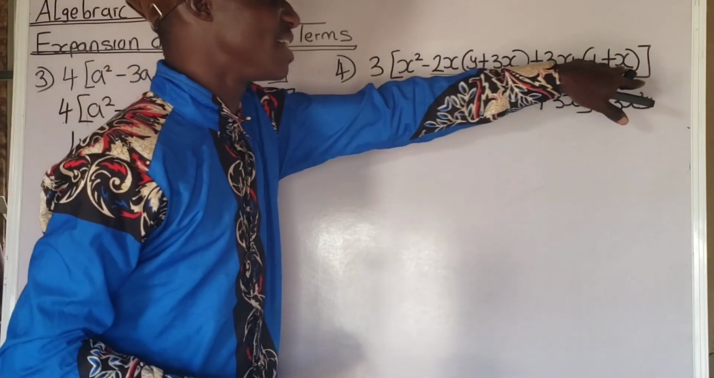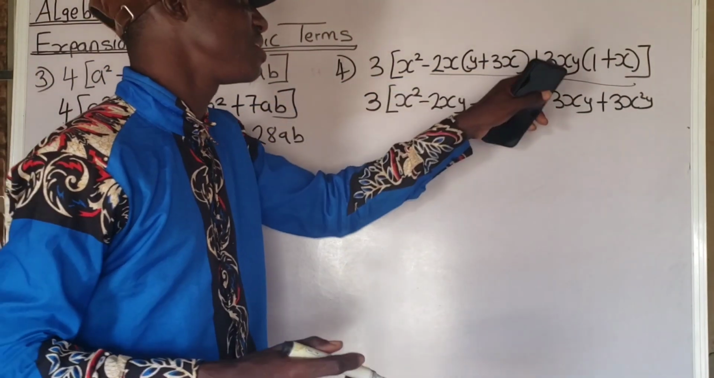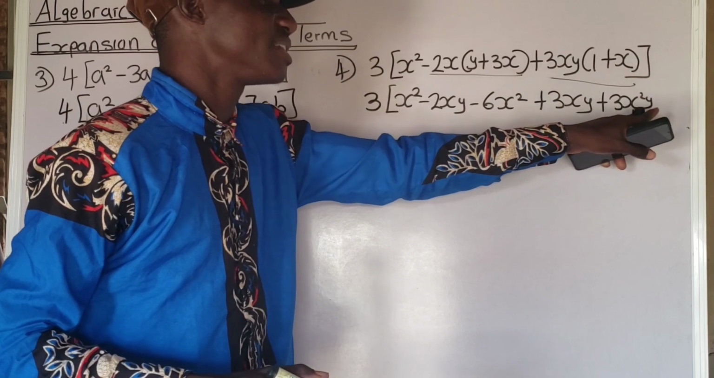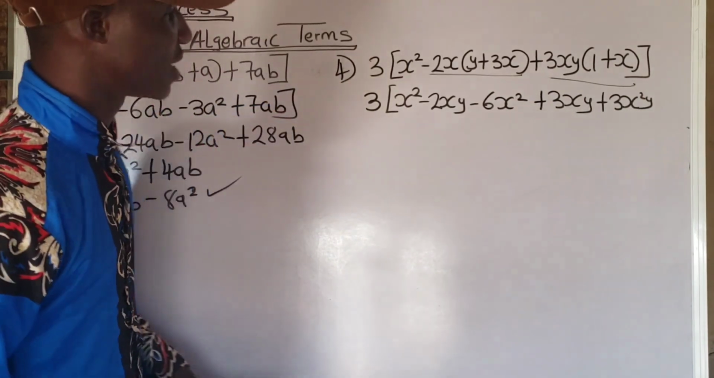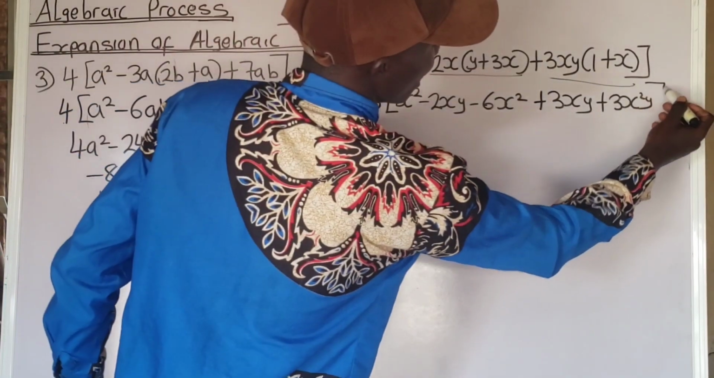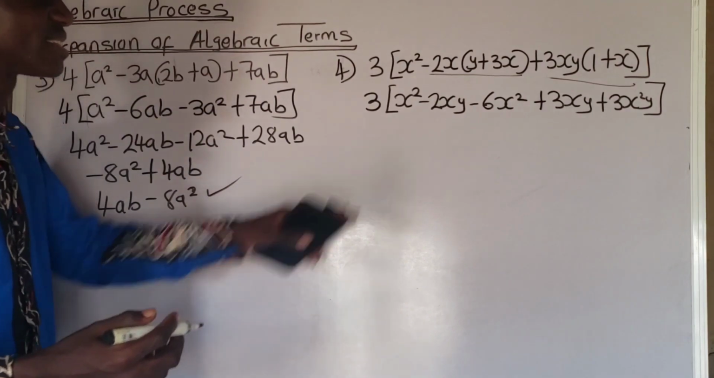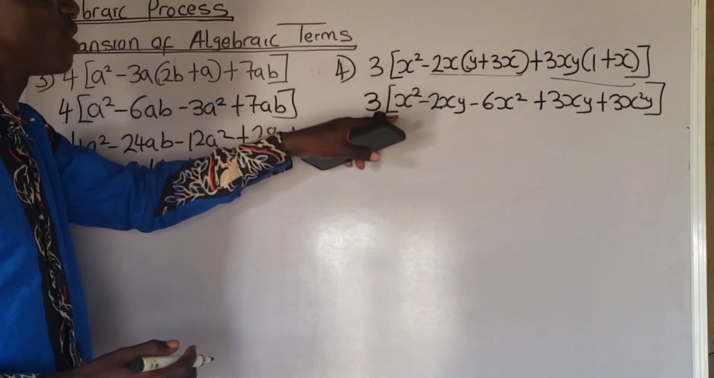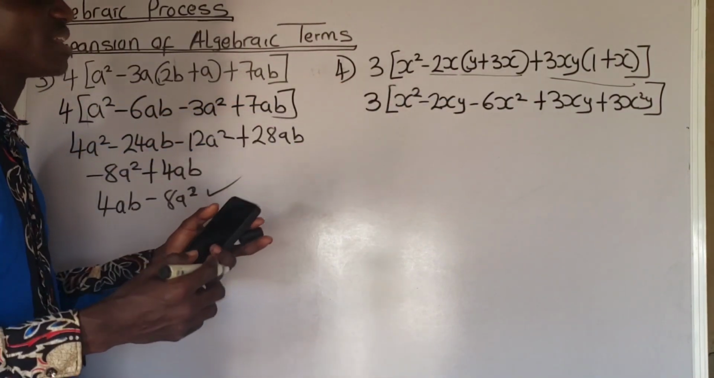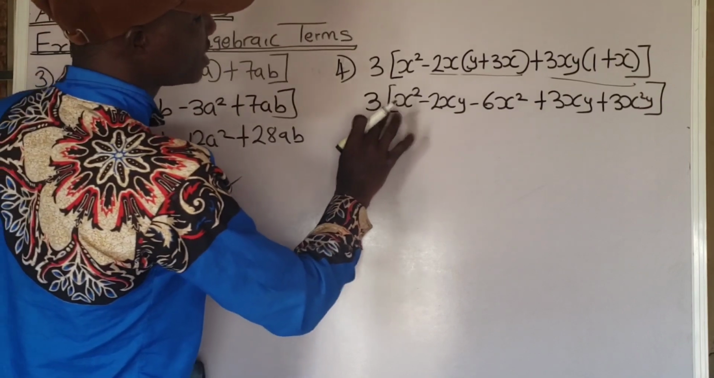I'm only having x here. X times x will give me x squared. 3 multiplied by x will give me 3x squared y. Do you understand? Okay, I'm done with the bracket that is inside this bracket. Now, we can proceed to open this bracket.